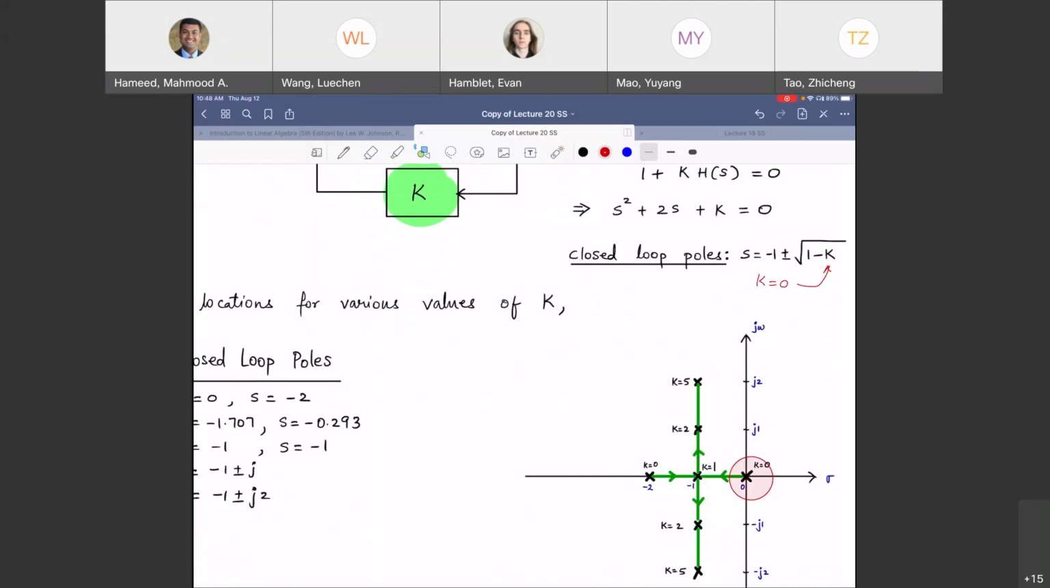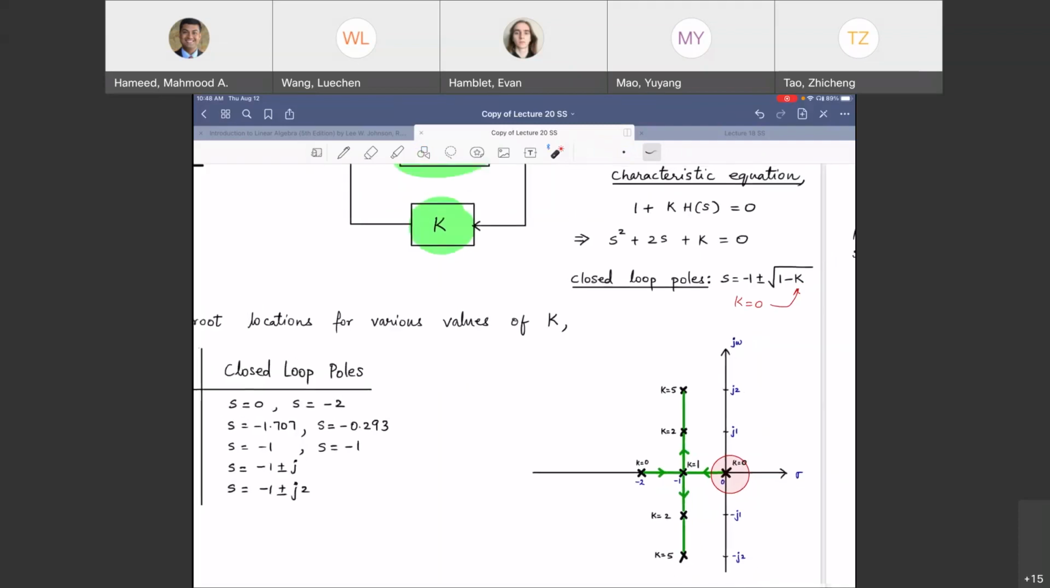Yeah, that's where your pole is when K is 0. And as you're increasing K, as you're increasing the amount of feedback, what is happening to the pole locations? You increase K to 1, 2, 3, 4, so on up to infinity, right? How are the poles moving?